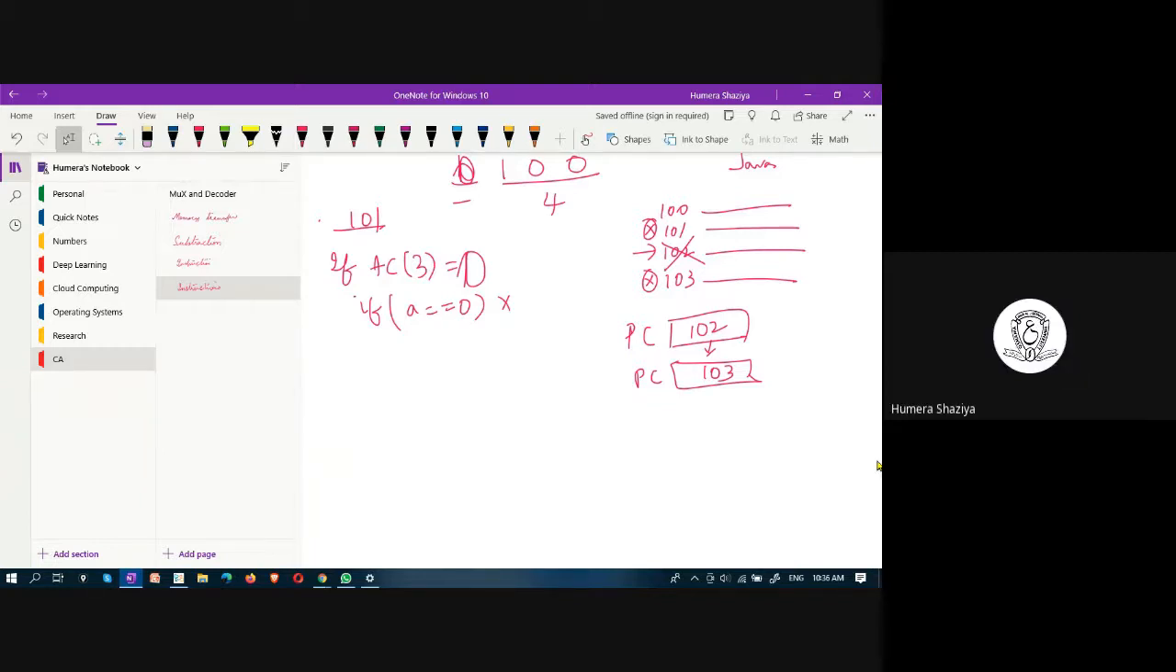Consider this 101 is if A double equal to 0. When AC of 3 equals 0, then what should we do? Consider that A is 0.